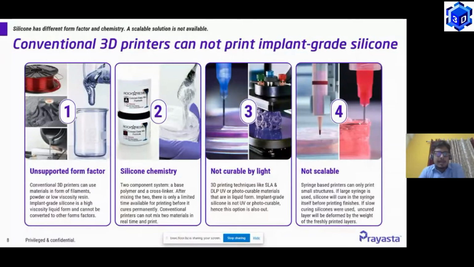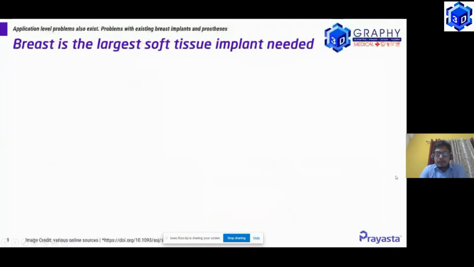when we want to make, say, a breast implant, which on average uses 250 to 300 ml of material, and then you have to make multiple such implants, the manual changing and loading of syringes is not really a scalable method. That is why conventional printers cannot do implant-grade silicone. And at Presta we have developed a unique printer for doing that.